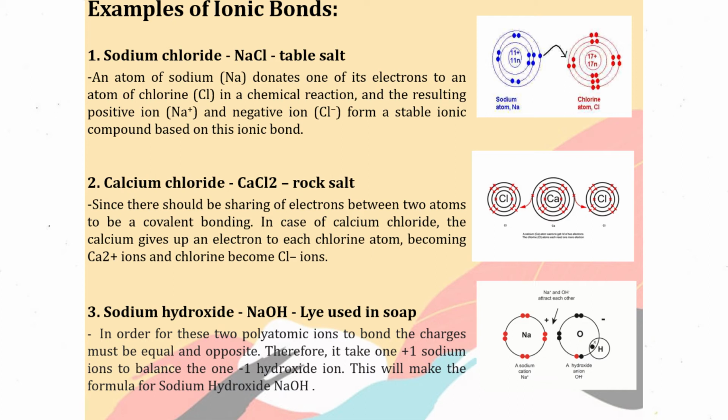The third one is sodium hydroxide, or lye used in soap. In order for these two polyatomic ions to bond, the charges must be equal and opposite. Therefore, it takes one positive sodium ion to balance the one negative hydroxide ion. This will make the formula for sodium hydroxide.